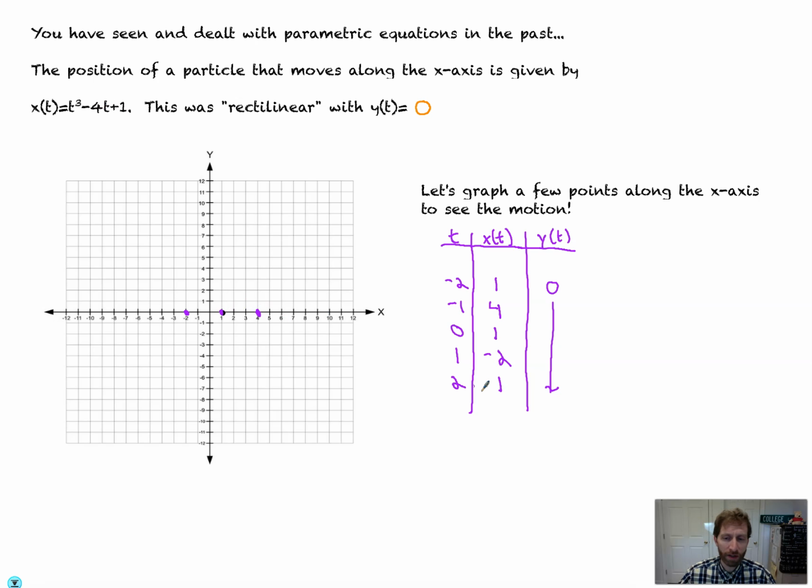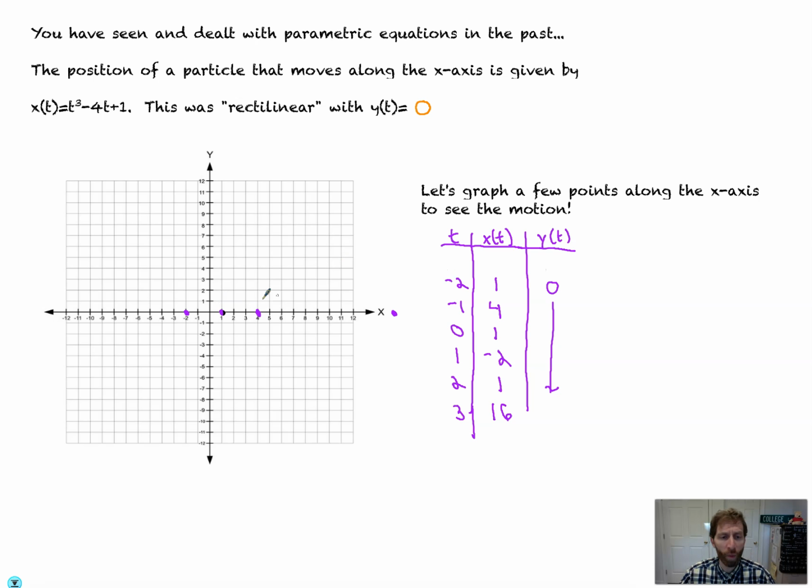Interesting. Let's do one more, just to see where we end up here. 3 cubed is 27, -12 is 15, and plus 1 is 16. Way out here. Okay, so what does this motion tell us? Because time doesn't really show up visually, it shows up in the motion of things.